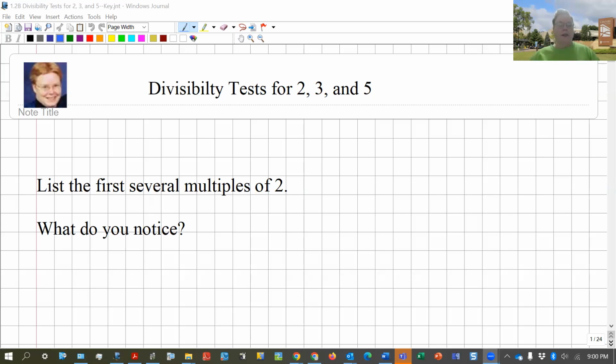Welcome back, everyone. We're going to talk about some divisibility tests for our first three prime numbers, 2, 3, and 5.